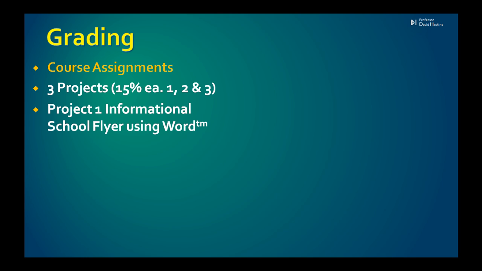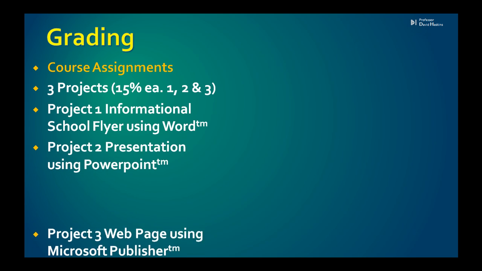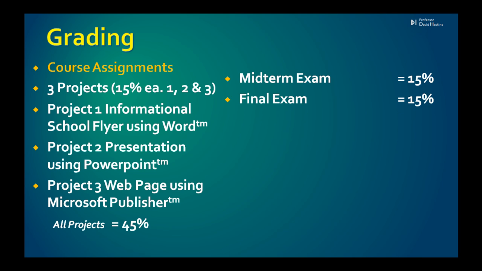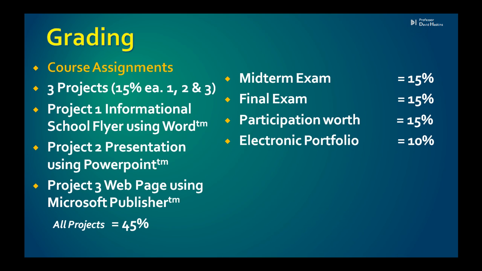The grading information is contained in the syllabus. The 3 projects are each worth 15% for a total of 45%. The midterm and final are each worth 15 for a total of 30%. Your participation items are the discussions. Altogether, they are worth 15%, and your electronic portfolio is worth 10%.